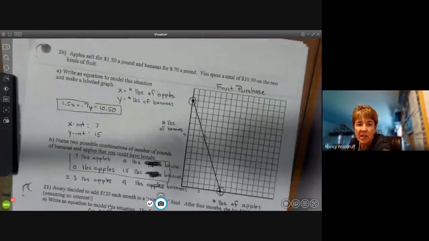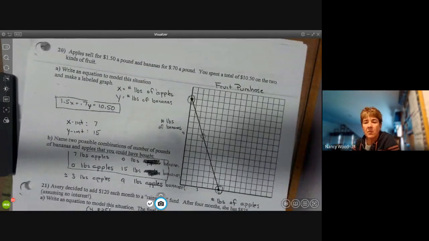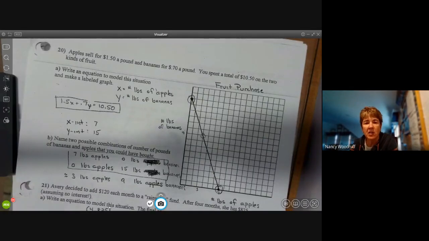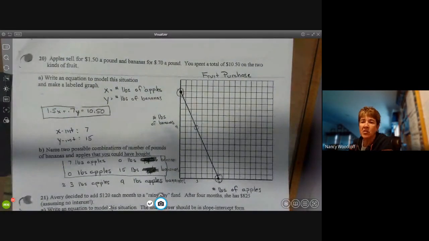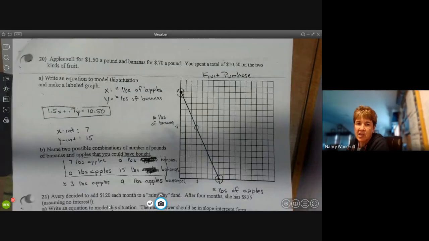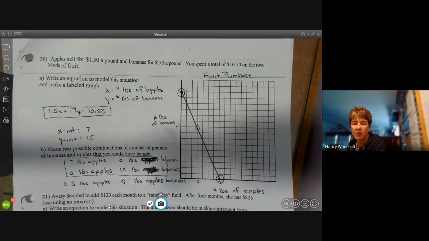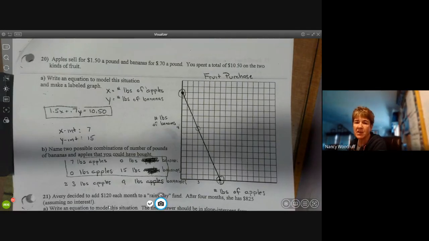Okay, number 20, we're going to do a graph. So apples sell for $1.50 per pound and bananas for 70 cents per pound, and you spend a total of $10.50. So we got, this is kind of like that jogging and running problem we did a long time ago. So you got bananas and you've got apples adding up to a total. So this is a standard form.